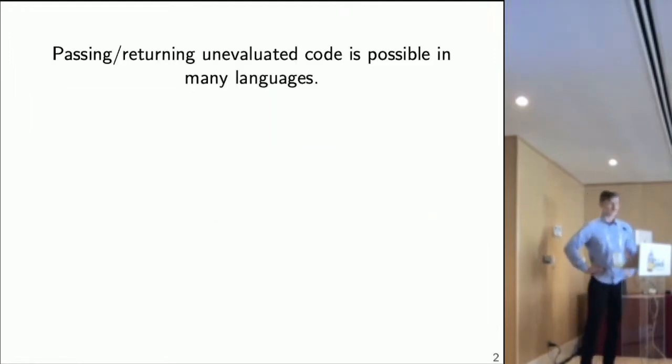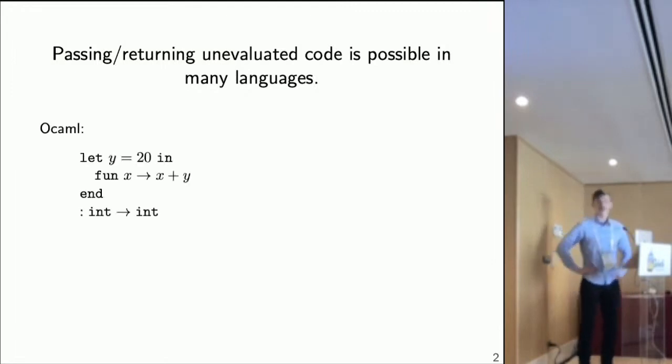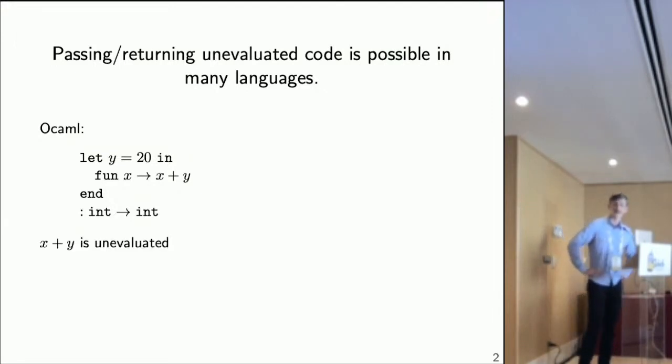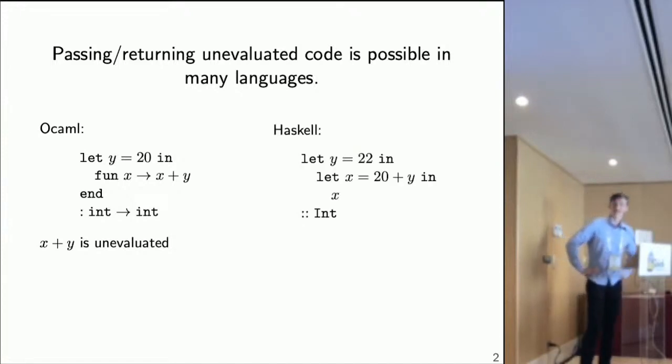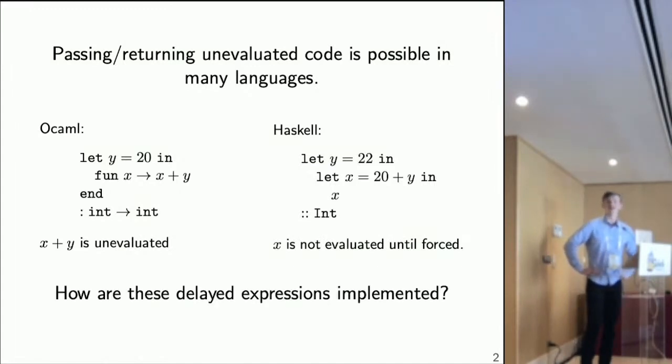So passing and returning unevaluated code is possible in many languages. For instance, in OCaml, we can pass functions, and in this case, the x plus y would be the unevaluated code that's passed at runtime. We can also do things like this in Haskell, where x will remain unevaluated, and it contains the code for 20 plus y. So the question is, how are these delayed expressions implemented?